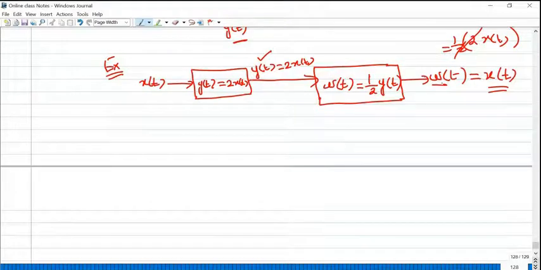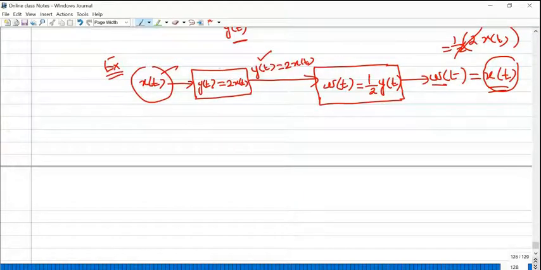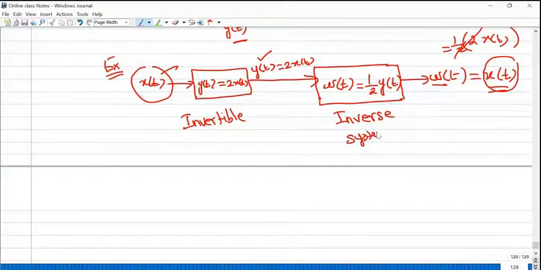If I design W of t equal to 1 by 2 of y of t, then I am able to recover my x of t again. X of t is the actual input to this first system. So this is an invertible system. This is the inverse system for this. So using the appropriate inverse system, is it possible to recover x of t that is input to the first system? Then this system is said to be invertible system.